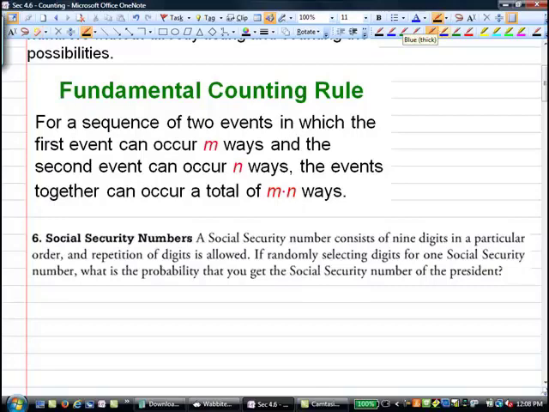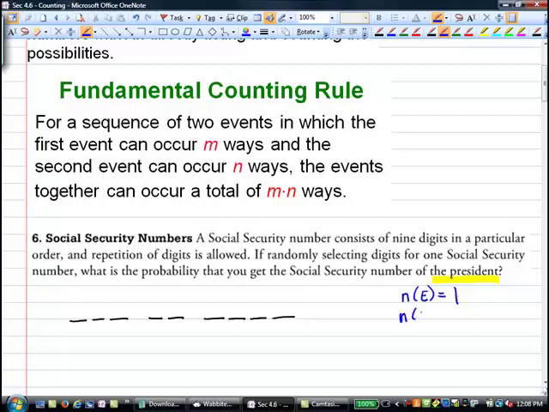A Social Security number consists of 9 digits in a particular order, and repetition of digits is allowed. If randomly selecting digits for one Social Security number, what is the probability that you get a Social Security number of the president? Social Security numbers have 3 numbers, then 2 numbers, then 4. The probability of guessing the president's Social Security number, assuming that he has only one, there's only one element in our event, and that is the president's Social Security number.